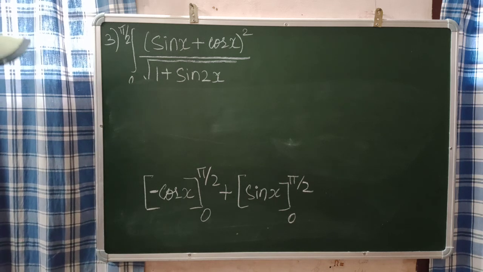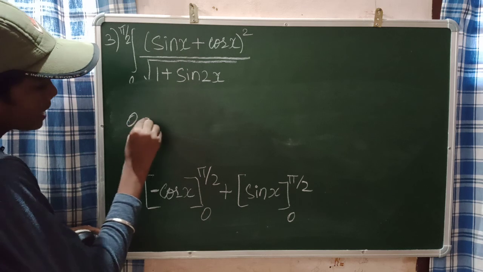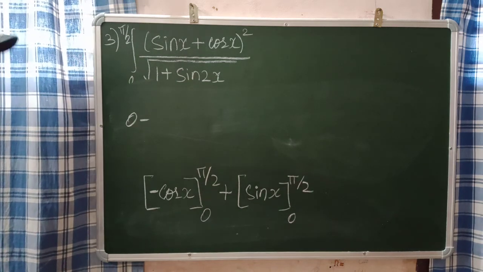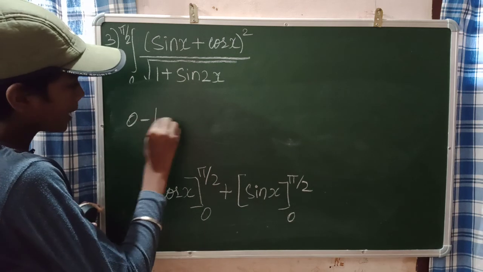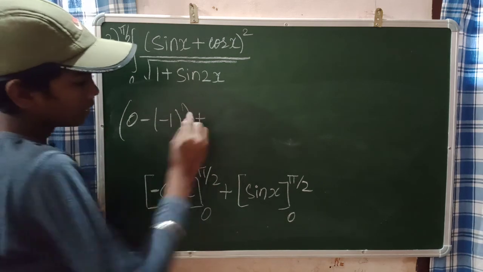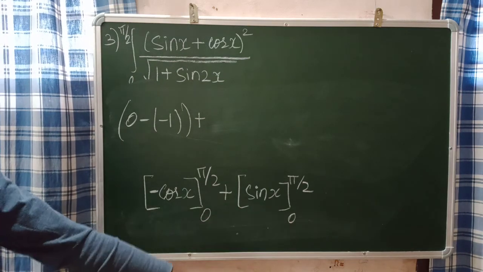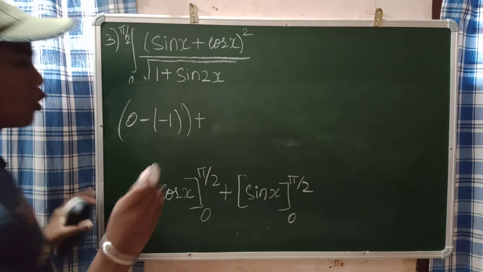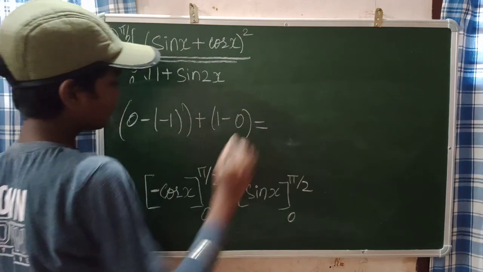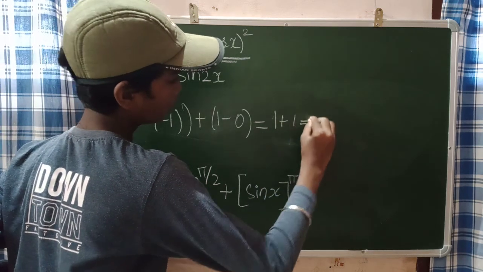So cos of pi by 2 is 0 means I will be having 0 minus cos of 0. Cos of 0 is 1. So minus of minus 1. Then plus sin x from 0 to pi by 2, where you will have sin pi by 2. Sin 90 degrees is nothing but 1. So plus 1 minus 0. So this will be 1 plus 1 which is equal to 2, and that's the answer.